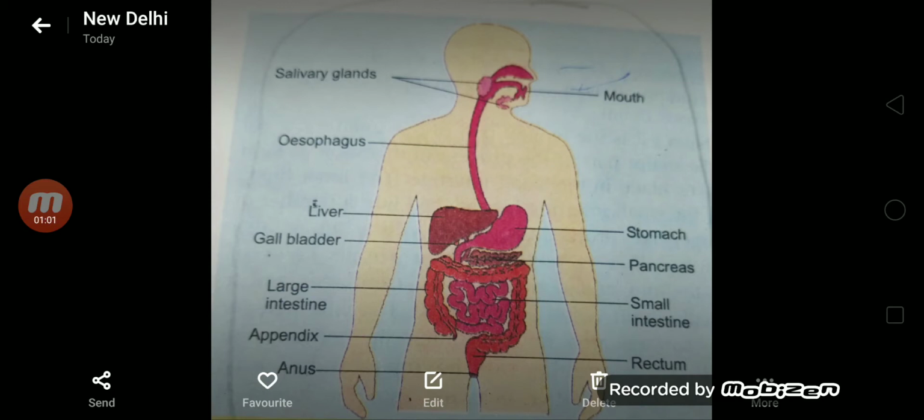The tongue in our mouth helps in moving the food as well as swallowing, and the four kinds of teeth that are present in our mouth help in chewing the food.